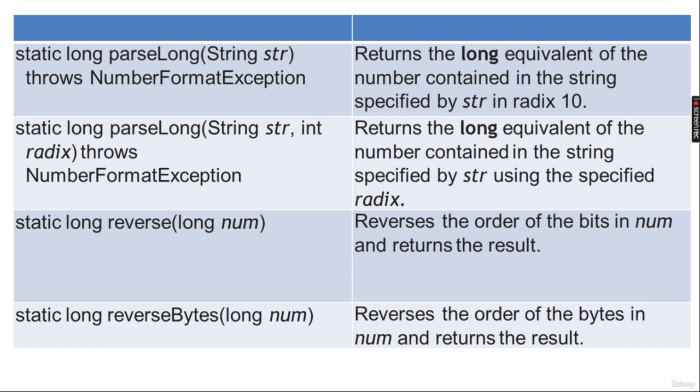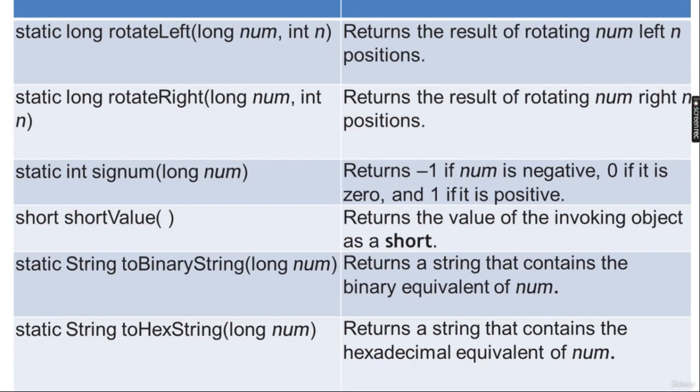Okay. Static long reverse(long number) reverses the order of the bits in number and returns the result. Then static long reverseBytes(long number) reverses the order of the bytes in num and returns the result. Static long rotateLeft(long number, int n) returns the result of rotating number left n positions. Static long rotateRight(long number, int n) returns the result of rotating number right n positions. Then static int signum(long num) returns -1 if number is negative, 0 if it is 0, and 1 if it is positive. shortValue returns the value of the invoking object as a short.